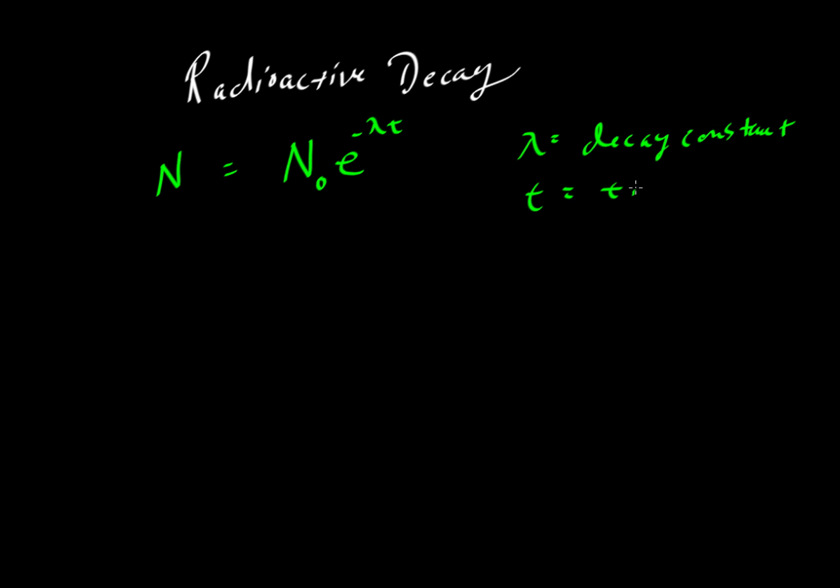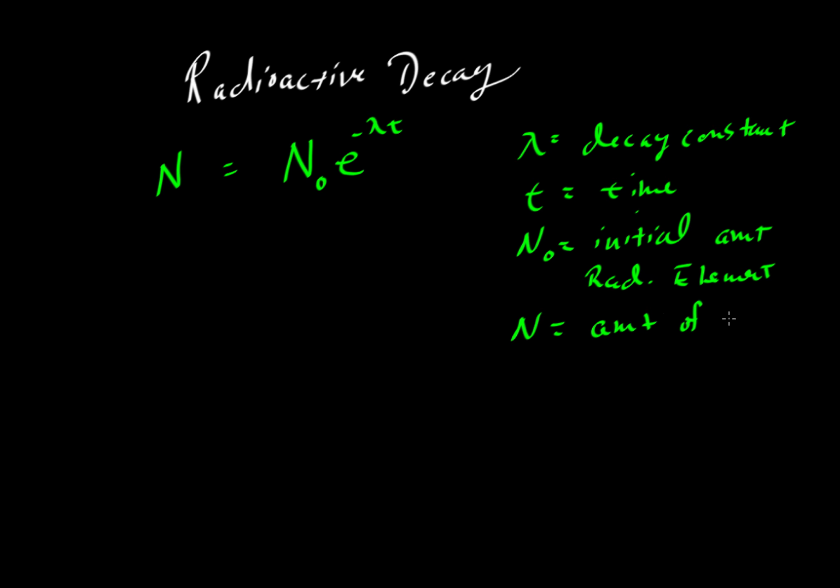t is equal to the time that has elapsed. So N naught is the initial amount of radioactive material that we have, the initial amount of the radioactive element that we started with, and then N without the subscript is the amount of the radioactive element that we have left after some time t has elapsed. So that's our general equation.